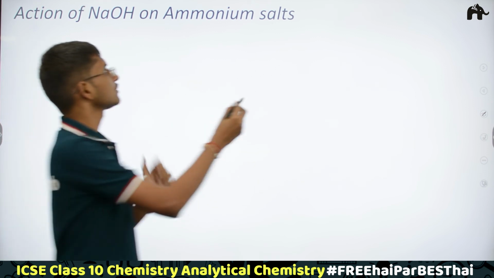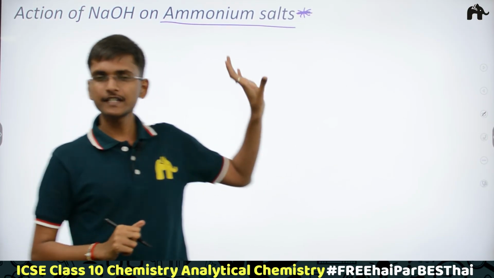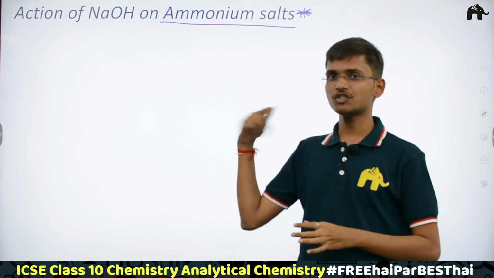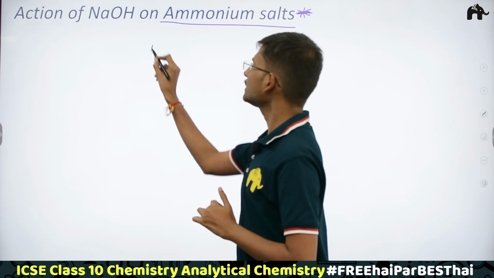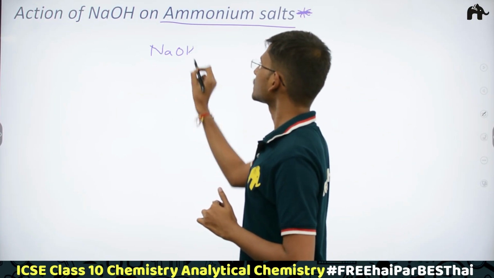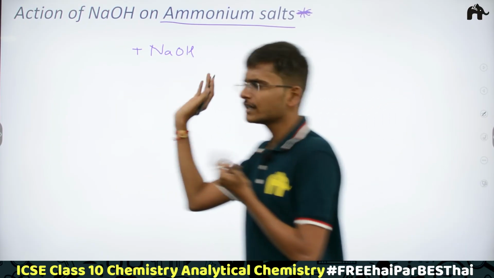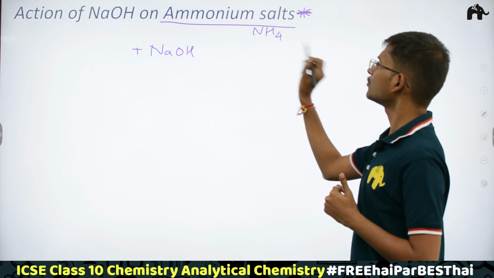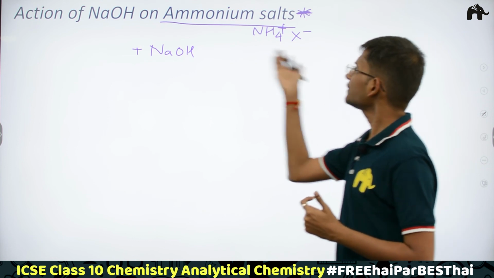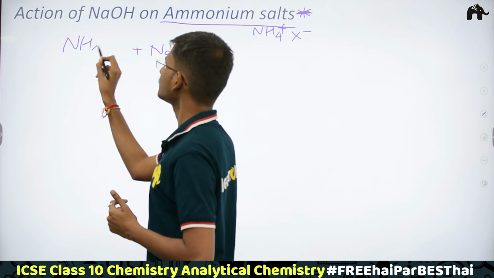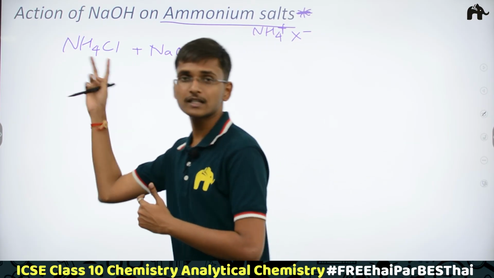Now a special case, which is of ammonium salts. Already we have studied this in the properties of bases in chapter number 2. The same reaction we are going to study again. What is happening? The action of NaOH when we are adding NaOH solution in the solution of ammonium salts. We know ammonium salts means it is having ammonium ion, NH4+ ion, and one negative ion. So I am taking here an example, ammonium chloride, very simple example, NH4+ Cl minus. This is an ammonium salt.